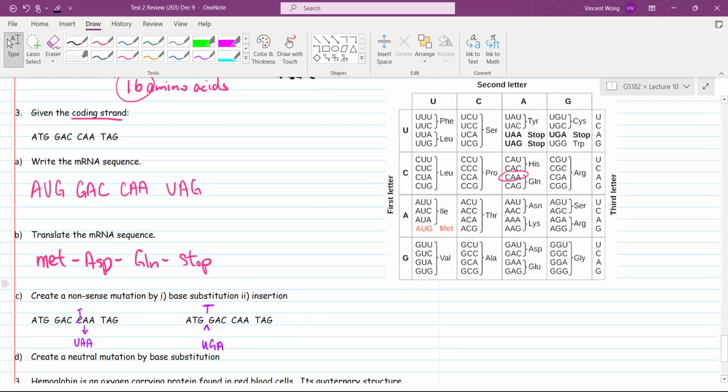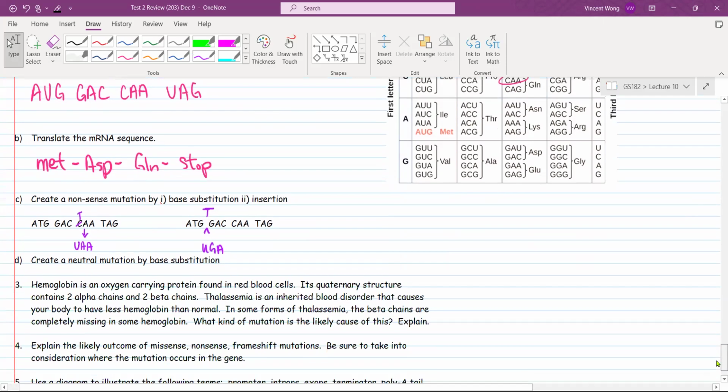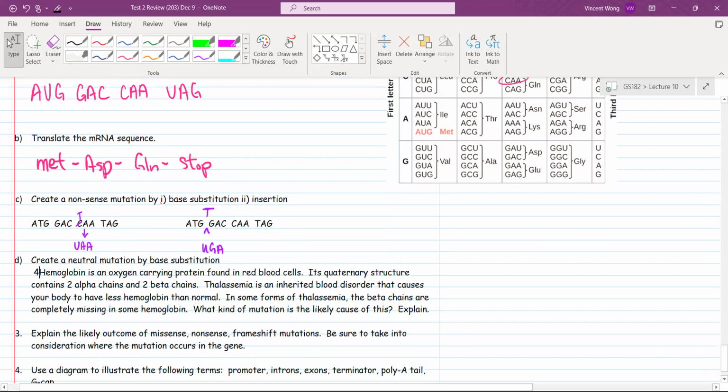Okay, so you can create a nonsense mutation, which causes the protein production to stop prematurely, either by base substitution or by insertion. Actually, you can do it with deletion as well, although that's a little bit harder.